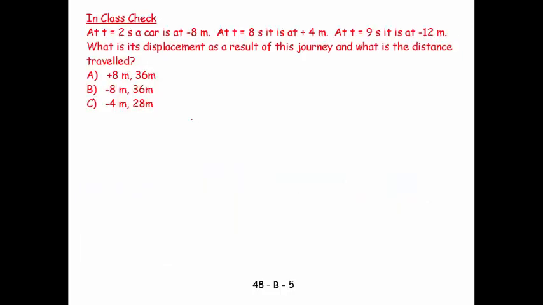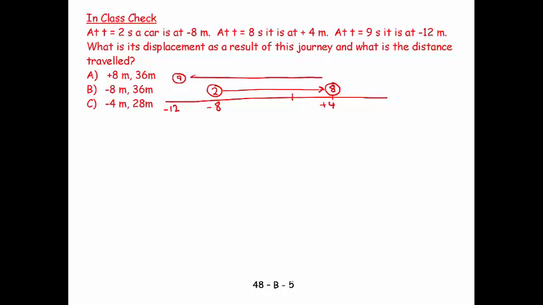Here's a typical example. At t equals 2 seconds, a car is at minus 8. So this is at 2, and the car is at minus 8 meters. At t equals 8 seconds, it is at plus 4. So here's plus 4, and the clock is saying 8 seconds. At t equals 9 seconds, it is at minus 12. So here we are back here at minus 12, and it's saying 9 seconds. What's the displacement as a result of this journey, and what is the distance travelled?